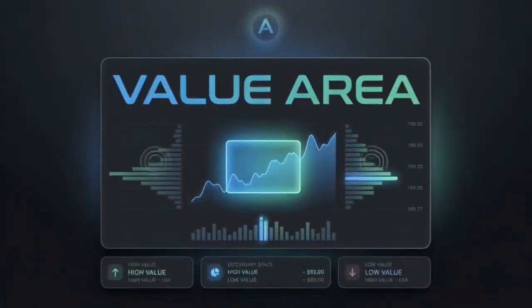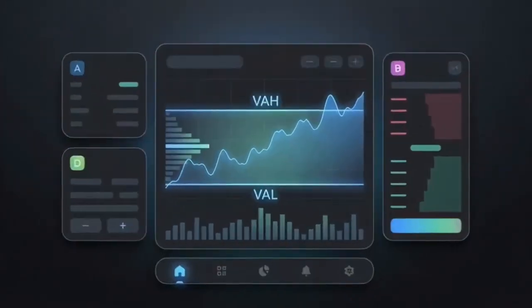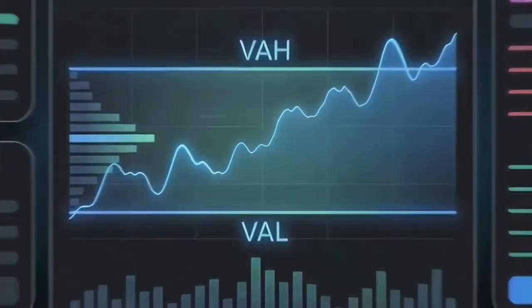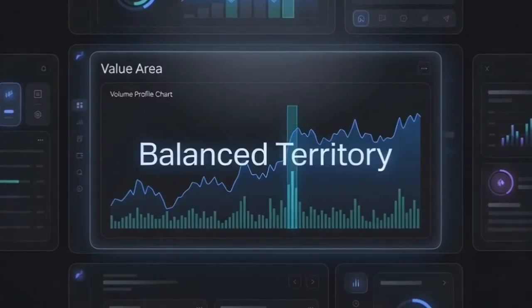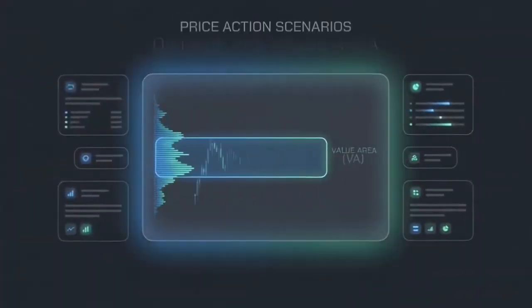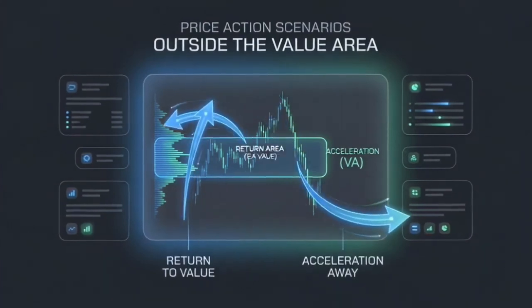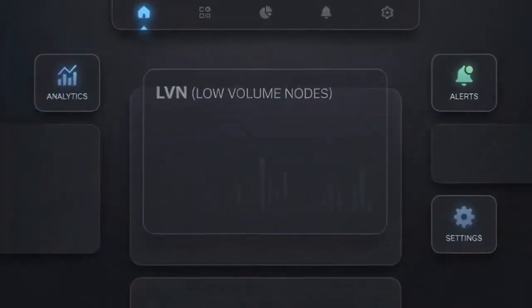The value area is the price range where roughly 70% of all volume traded. The top edge of that range is the value area high, the bottom edge is the value area low. Price inside the value area is in balanced territory. Neither side has a clear advantage. Price outside the value area tends either to get pulled back in or to reject the level and accelerate further away. Both outcomes are tradable.